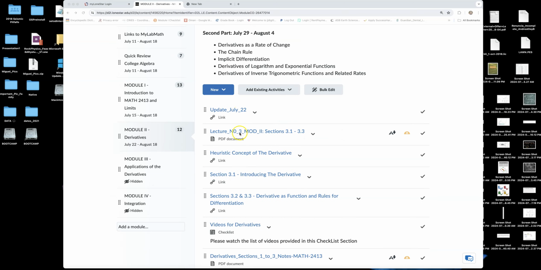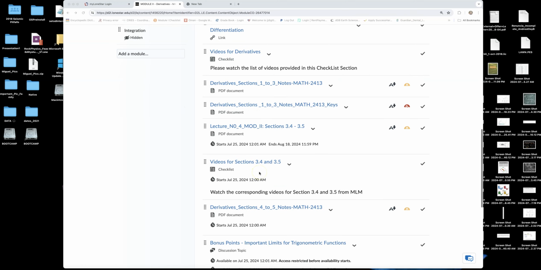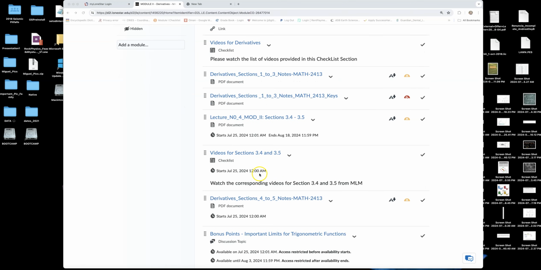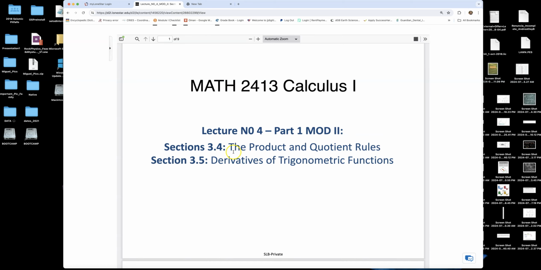So, well, this is all the material that we have for the first 3 sections. I hope you guys reviewed this already. And now, what we're going to start covering is section 3.4 and 3.5. Okay, let me open here the lecture, and this is about rules. We continue with rules for differentiation.